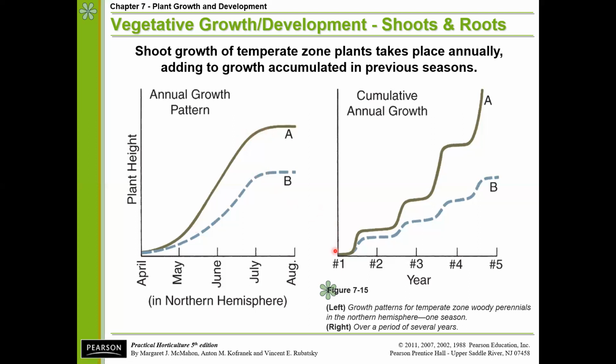For perennials, you have this cumulative annual growth pattern, where it does that same thing every year. It goes vegetative, at least for the first few years, until it gets enough energy to get into the reproductive phase. Some perennials will do that in the first year. Some of them take several years to get to the reproductive phase.